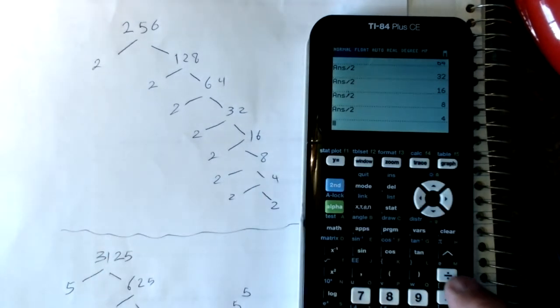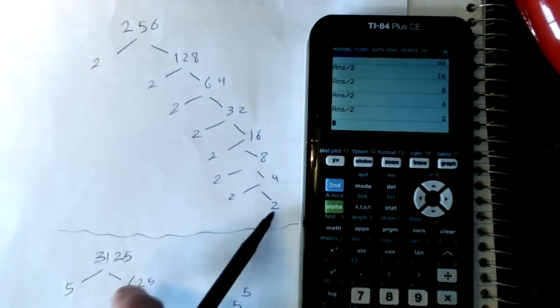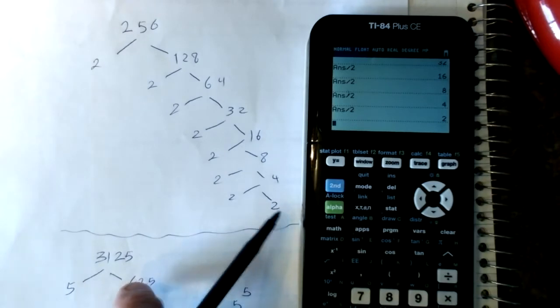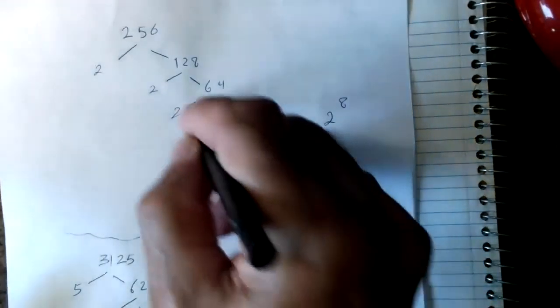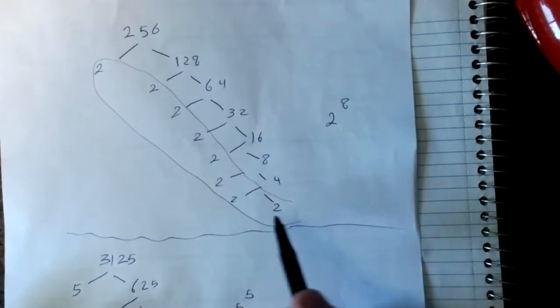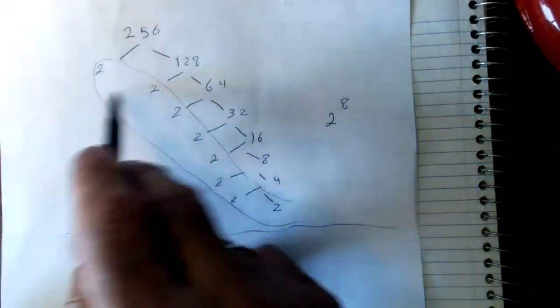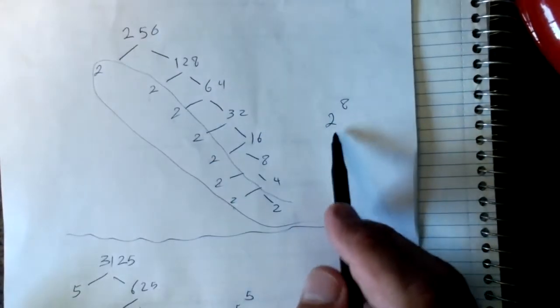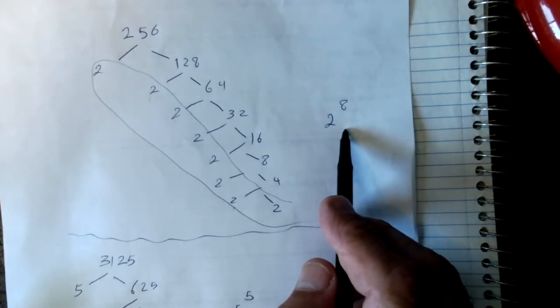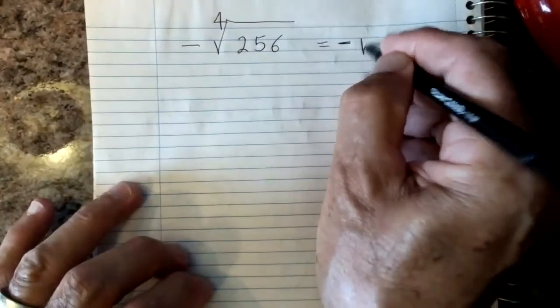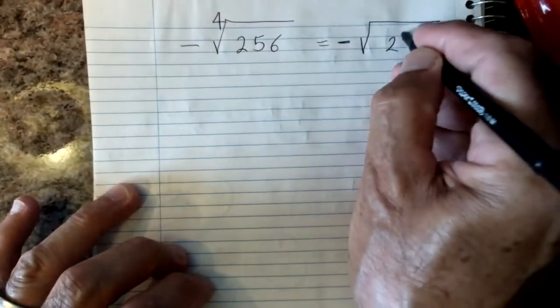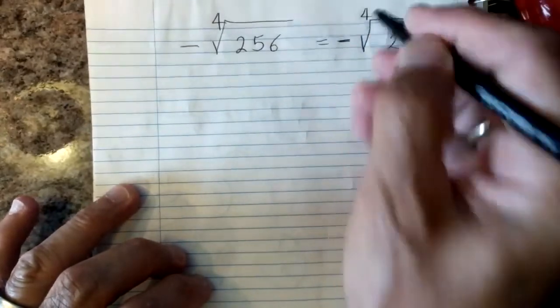4 and 2. So that's how to break the number, okay? So now, how many 2's do you have here? 1, 2, 3, 4, 5, 6, 7, 8. So it's 2 to the power of 8, right? So here, 2 to the power of 8, and you have 4 here.